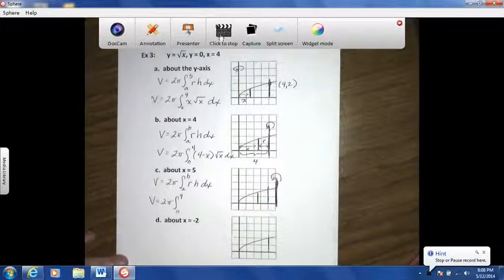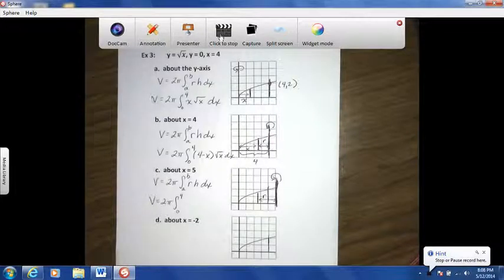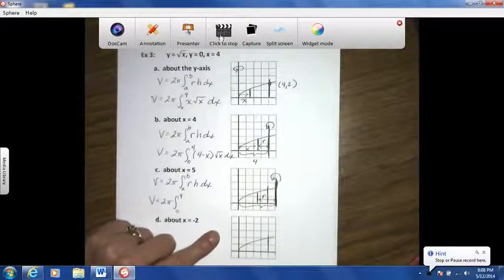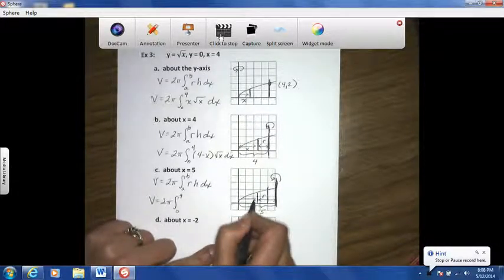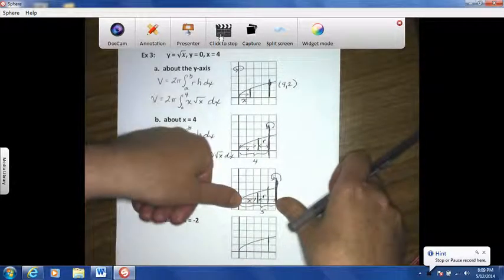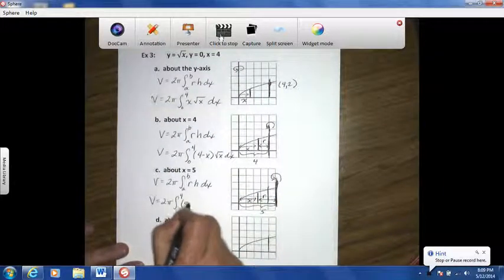What has changed, though, is the distance from the axis of rotation to the rectangle. This is my radius r. Now, once again, in order to find that radius, we need to figure out how far we are back away from that y-axis. That's going to be 5 units. And then the distance from the y-axis over to the rectangle is our distance of x. So to get the radius, the distance from the axis of rotation to the rectangle, we're going to take the full distance of 5 and subtract out x. So the radius is 5 minus x.